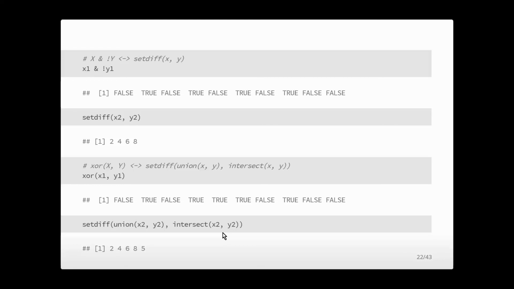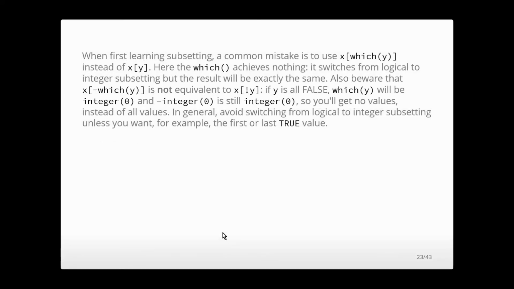So in this case, it's what numbers are divisible by 2. Is the number divisible by 2, or is it divisible by 5, but cannot be divisible by both 2 and 5? That's why the 10 is false. Yeah. Okay, that makes sense. Okay. All right, and then don't do this, x which y, because that basically does nothing. Just use x bracket y if you're going to try to subset it that way.